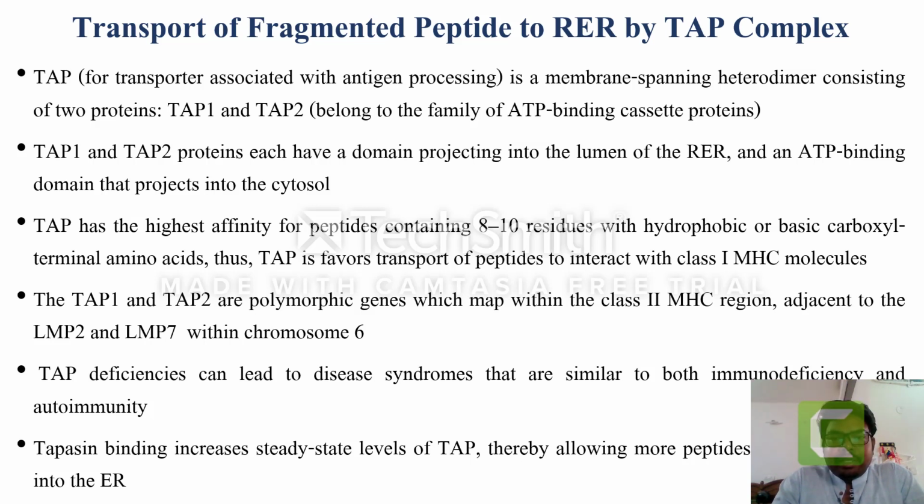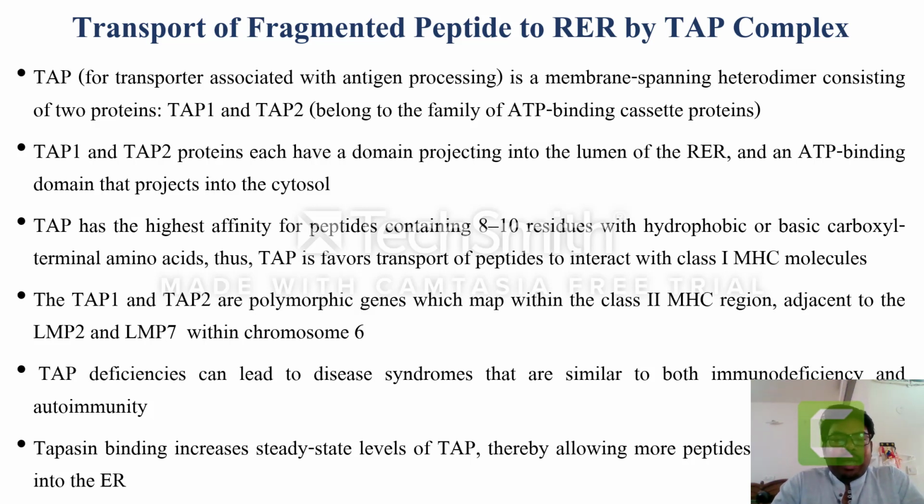It is a membrane-spanning heterodimer consisting of two proteins, TAP1 and TAP2. These belong to a family of proteins known as ATP-binding cassette proteins. Versions of these proteins are well defined in bacterial cells and several other cells, where they are responsible for the uptake of several solutes from the extracellular side towards the cytoplasmic side.